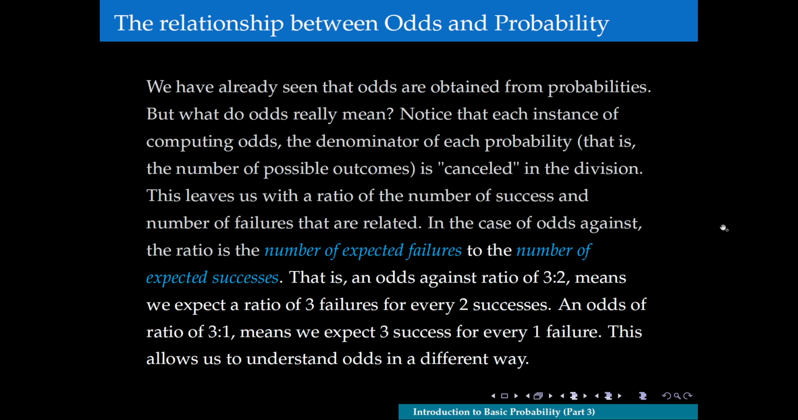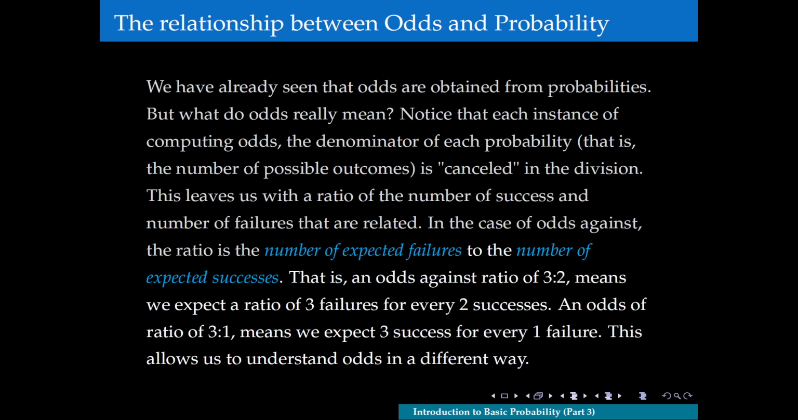Okay, so we've seen that odds are obtained from probabilities, but we still haven't really gotten to the core of what odds really mean, right? And specifically, what do they mean in the scope of probability? Well, notice in each instance of computing odds, the denominator of each probability, that is the number of possible outcomes, is canceled in the division process. Well, this really leaves us with the ratio of the number of successes and the number of failures related in our ratio.